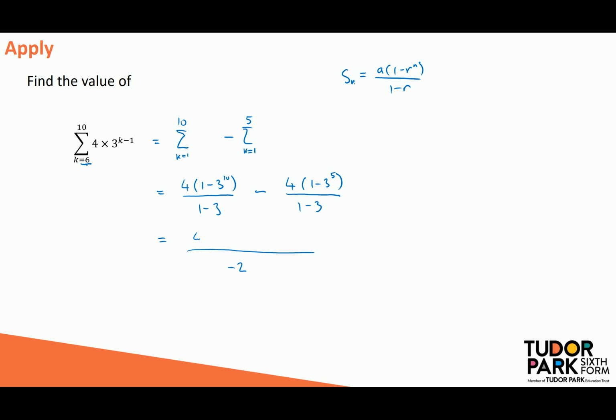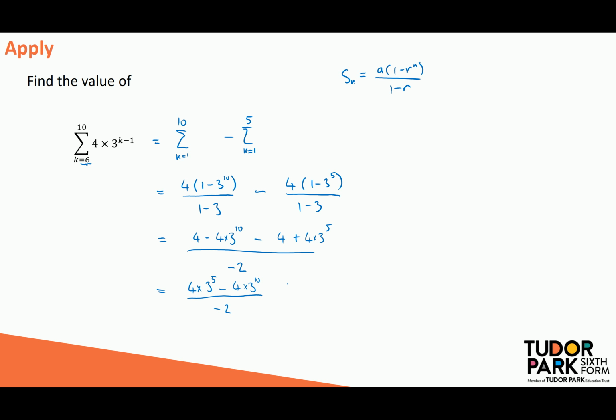Expanding the first bracket, that's 4 minus 4 times by 3 to the power of 10 minus 4 times 1, which is just 4, so we'll get rid of that bit, and then minus that makes plus 4 times by 3 to the power of 5. So perhaps a neater way of writing this down before I put it onto my calculator, because the 4's are going to cancel out, I'm going to have 4 lots of 3 to the power of 5 minus 4 lots of 3 to the power of 10 all over minus 2.